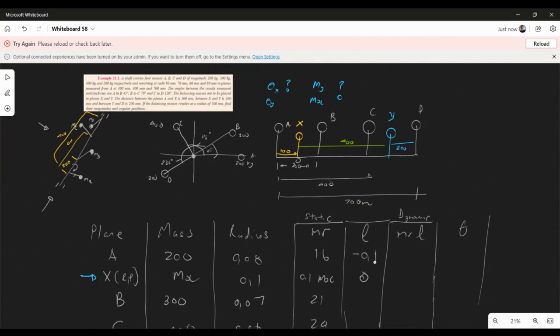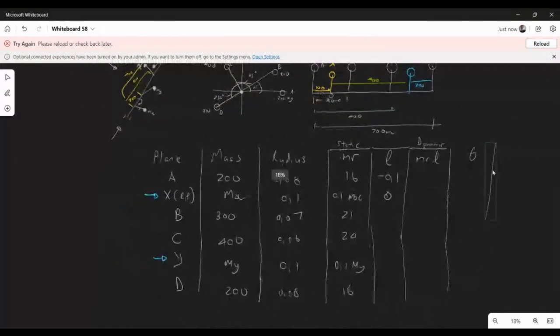You guys agree with me? Do you understand why this is negative 0.1? That's behind X. This is our new 0. You got that? That is for your length part. Does everyone follow with that? Cool.